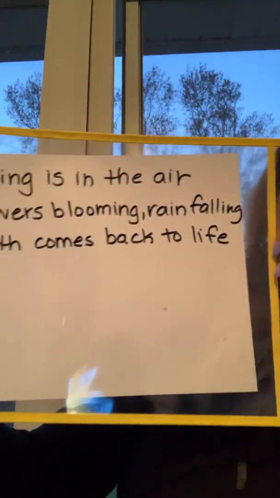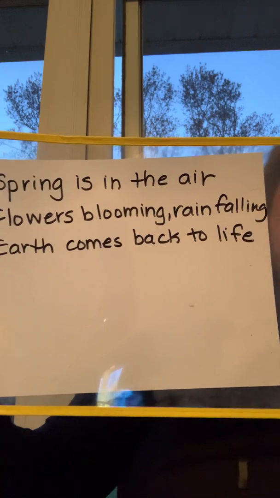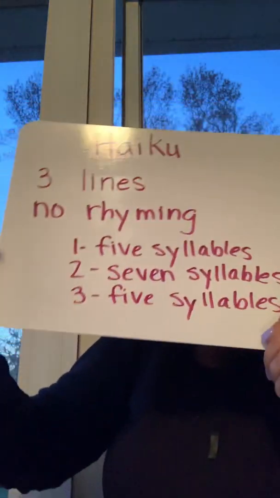For example, the word sun, that's 1 syllable. If I said sunny, there's 2 vowels in that word, 2 claps. So an example of a haiku that I wrote is, spring is in the air. So if we clap that out, spring is in the air. 5 syllables.